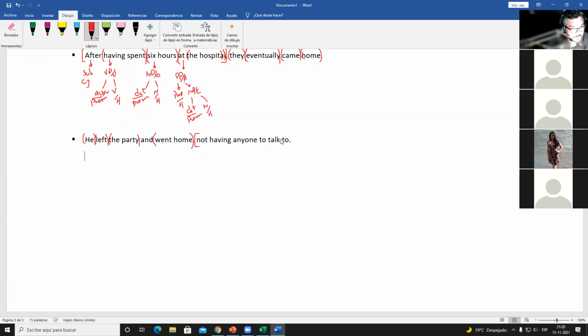And here we have our non-finite clause, right? He is my noun phrase, subject, verb phrase, verb, noun phrase, object, coordinating conjunction, verb phrase, verb, noun phrase, object, right? And here we have not having anyone to talk to. This is an ing clause acting as an adverbial. Why ing? Because having is the verb, right?